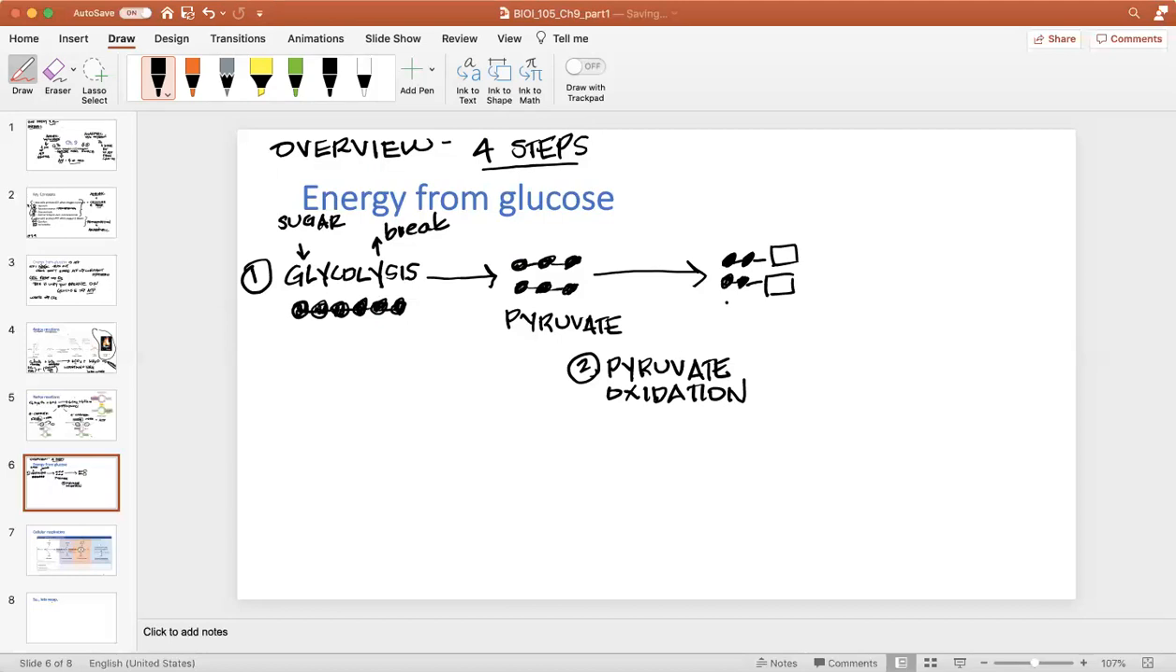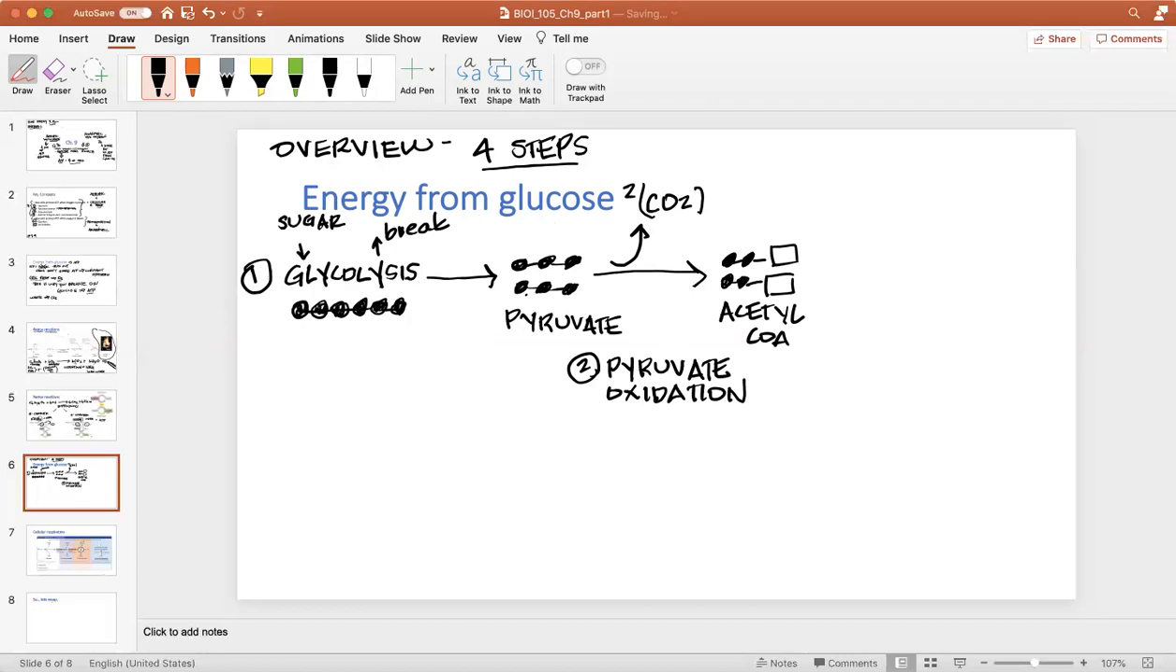So these are 2 molecules of acetyl CoA, okay? Now we've lost some carbons, haven't we? We've actually lost 1 off of each of these molecules, and we lose that in the form of CO2. So we're going to lose 2 CO2 molecules here for 2 carbons, all right? So that's the next thing that happens.